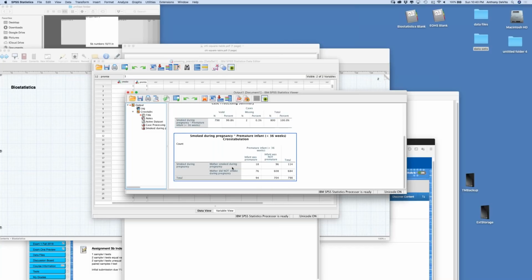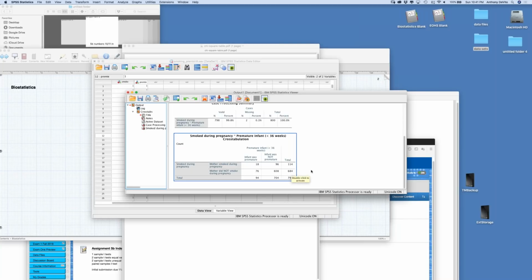The mothers who smoked during pregnancy, we had 114 women that smoked during pregnancy. 18 of them, in 18 cases, the infant was premature. Mothers who did not smoke during pregnancy, 76 were premature out of 684. Okay, so overall, we had 94 premature births out of 798. It's kind of hard to tell what's going on there exactly, because 76 and 684, there's more here, but it's a much bigger population, right?